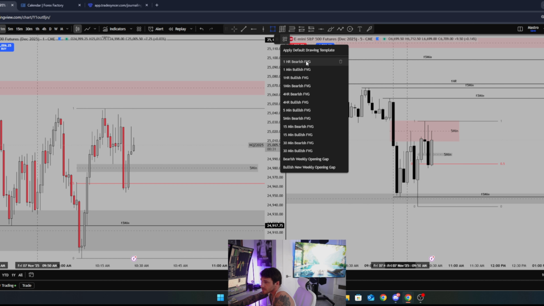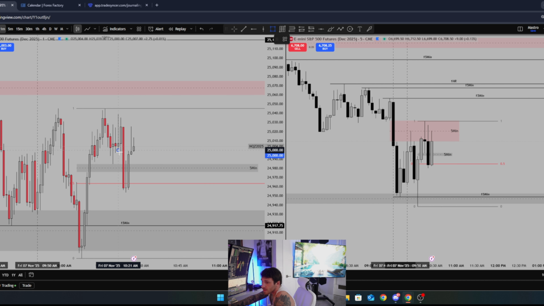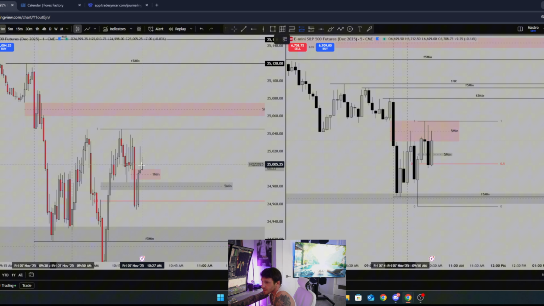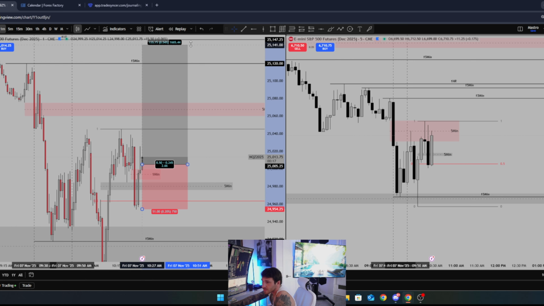Even this, I'm going to paper trade it because I already took my trade today, but I want to see even this. We'll paper trade it. Stop below this low. Break even. Target. Target.